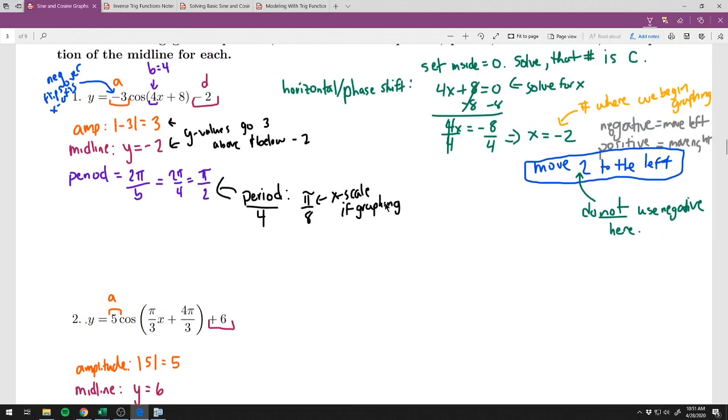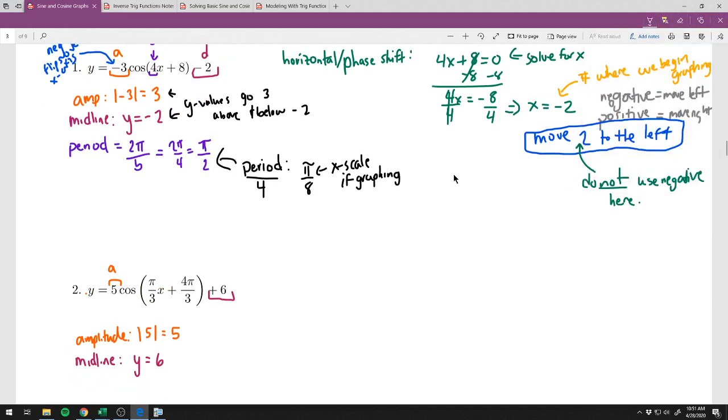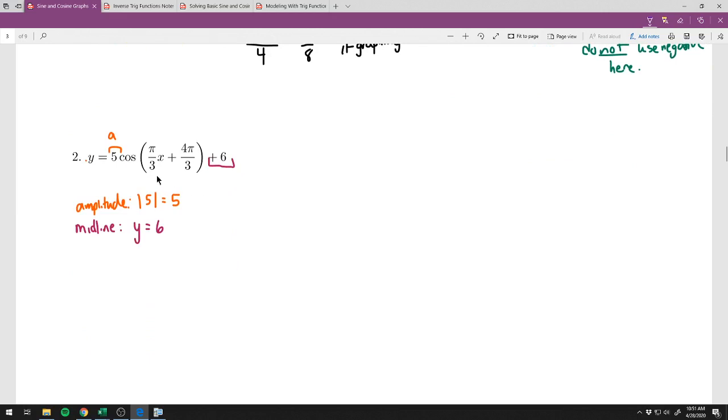I just want to color code this. Period is in purple. Period is 2 pi over b, and b this time is pi over 3. B is the number multiplying x. Remember, the period you have to figure out from the equation because you cannot see it. It's 2 pi over b, and we got b is pi over 3. So we got 2 pi divided by pi over 3.